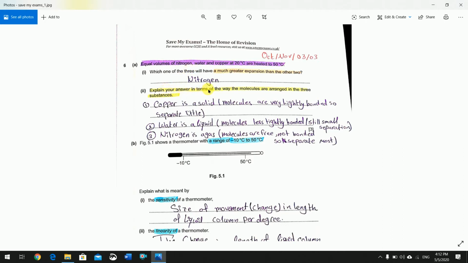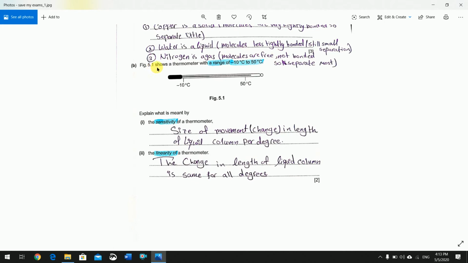Now, explain your answer in terms of the way the molecules are arranged in the three substances. So how can we explain why nitrogen is the one with the greater expansion? Because copper is a solid, so the molecules are very tightly bonded together, so they separate a little. Water is a liquid, so the molecules are less tightly bonded, so there are still small separations. Now, nitrogen is a gas, so the molecules are free, they're not bonded, so they can separate the most. So that's why nitrogen is the one with the greater expansion.